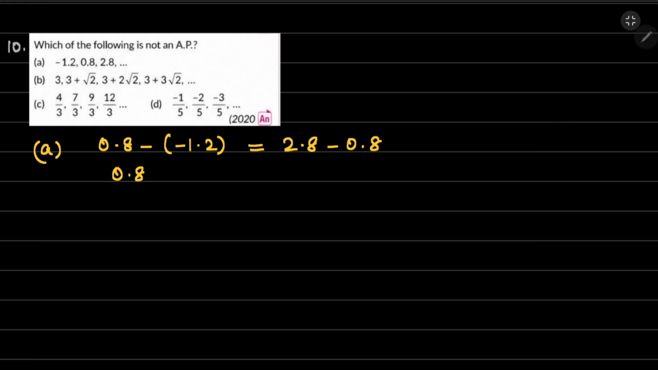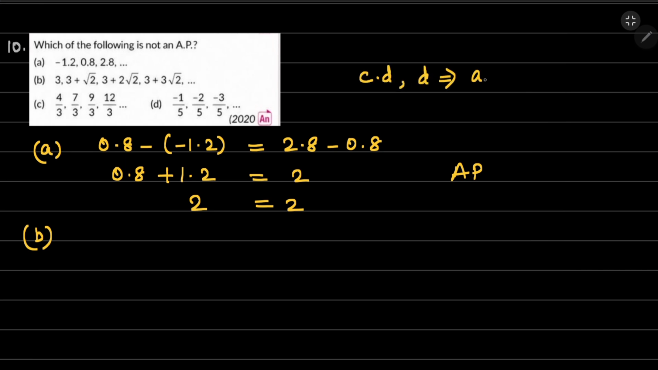You are asked which is not an AP, right? So here it's 0.8 minus into minus is plus, 1.2 should be equal to 2.8 minus 0.8 is just 2. So 0.8 plus 1.2 is again 2. So 2 is equal to 2. This is an AP. Option 1 is an AP. Let's move on to option number B. So here the formula that we are applying is the common difference D is nothing but A2 minus A1 should be equal to A3 minus A2.